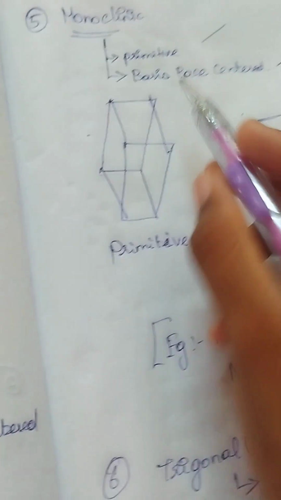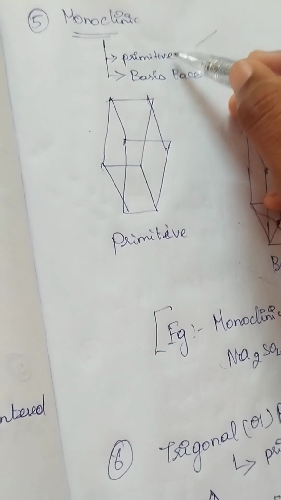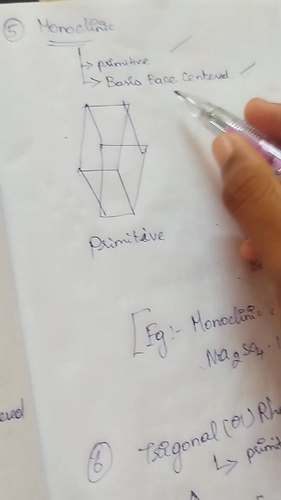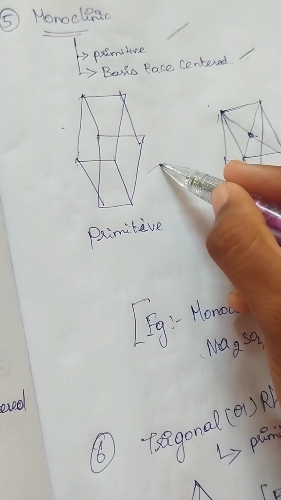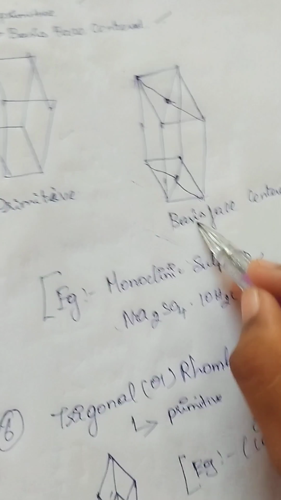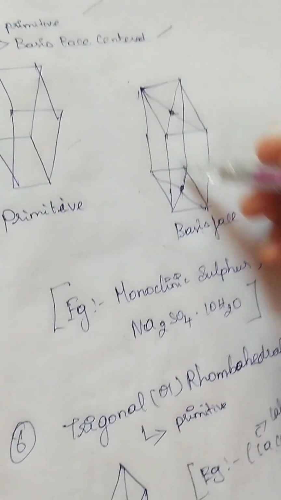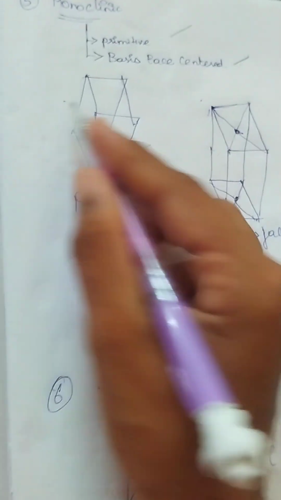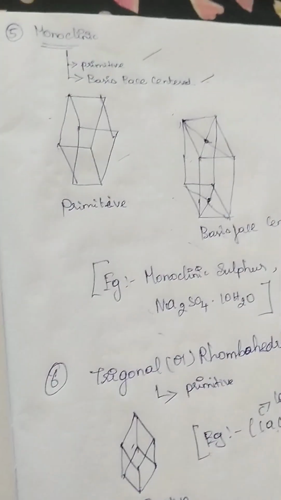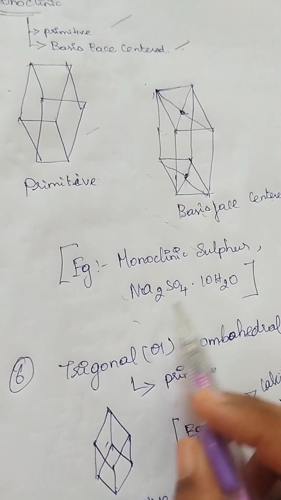Now we are going to see the monoclinic. There are two types in monoclinic. One is primitive, another one is base face center. The primitive one is the same as before, simple. And base face center: on the opposite faces we are adding one atom. In monoclinic, the examples are monoclinic sulfur and sodium sulfate crystals.